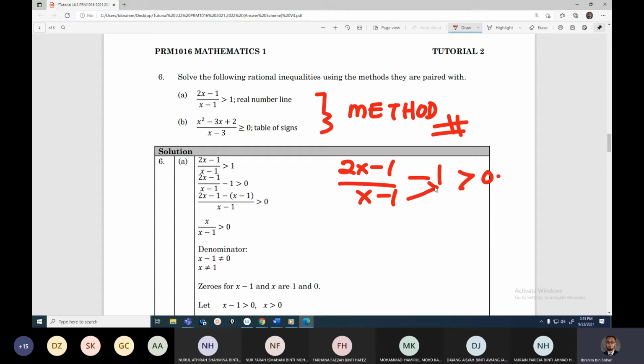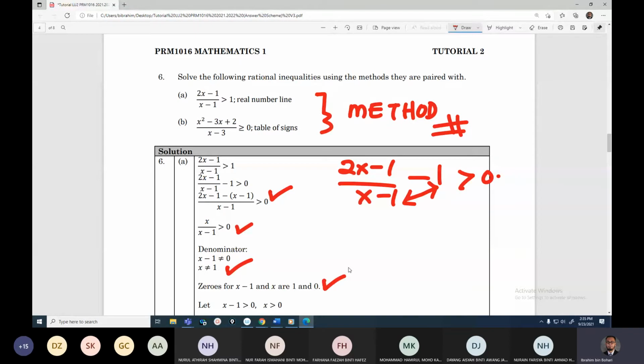So here you cross multiply: negative 1 times (x - 1). Okay, the answer here equals x/(x - 1) > 0. And the denominator is not equal to 0. The zeros here are 1 and 0.